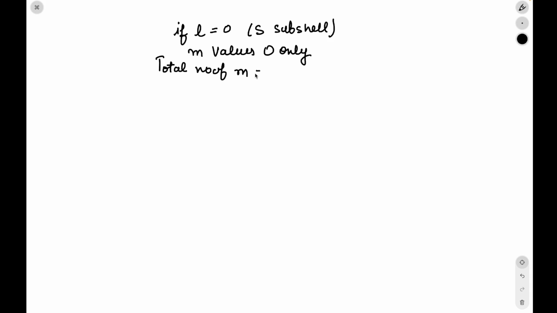if l is equal to 0, that means the s subshell, m has the value 0 only. And the total number of m values is 2l plus 1. That is 2 into 0 plus 1. That is 1 only.